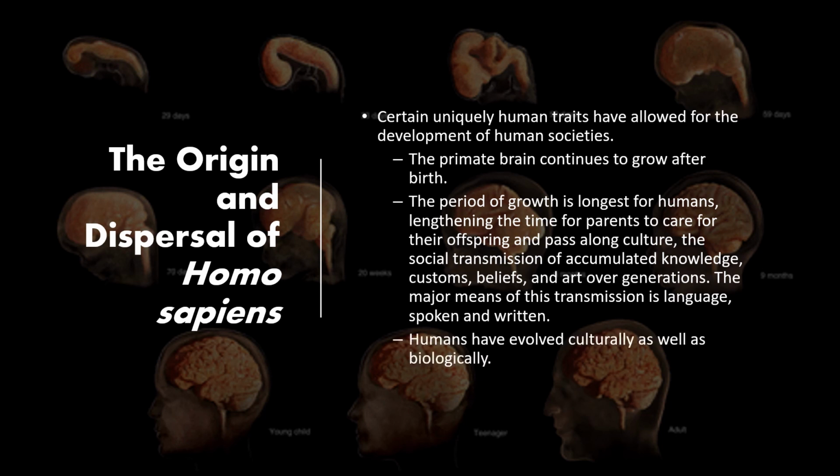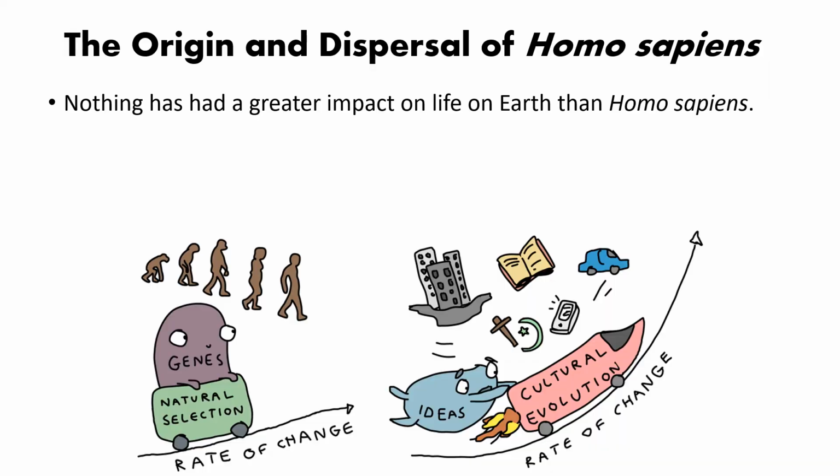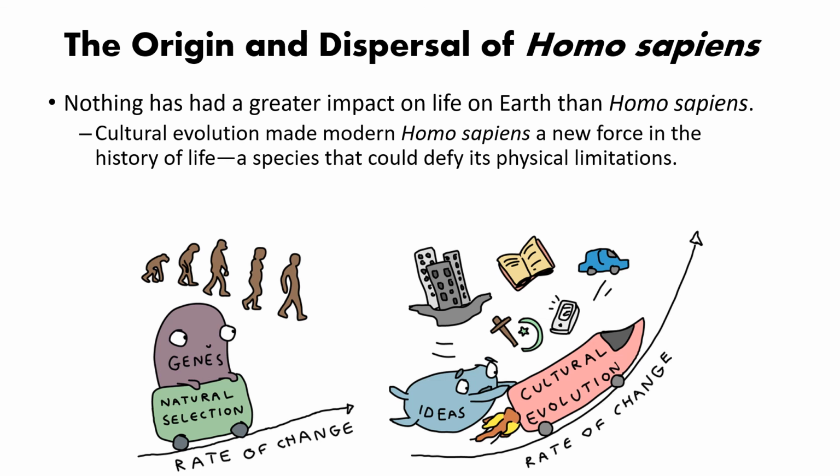And humans have evolved culturally as well as biologically. So yes, we have evolved. There are different things that are continuously evolving, but our culture is something that evolves a lot as well. So if we look at Homo sapiens, there are no other species on the planet that has impacted the Earth like we have. We have something called cultural evolution, which has allowed us to basically change the history of life.